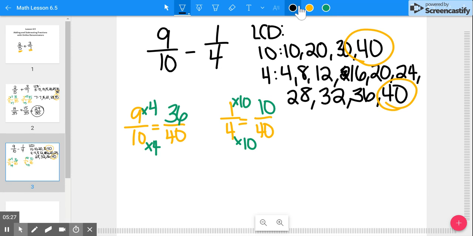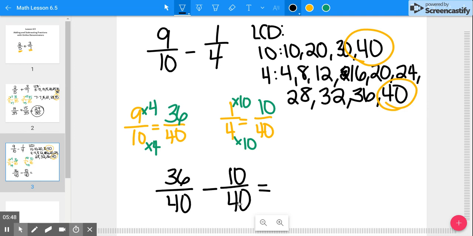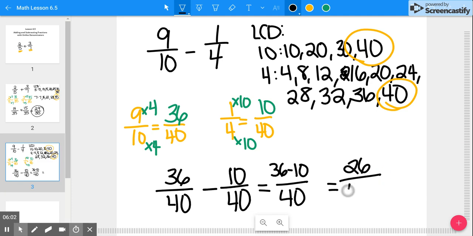Now I can go back and rewrite my problem with my new equivalent fractions. So instead of writing 9/10 like I had up there, I'm going to write 36 over 40. Bring down my subtraction symbol. And instead of writing 1/4 like my original problem, I'm going to use the equivalent fraction, 10 over 40. And now, since my denominators are the exact same, I can keep that 40, and I can just subtract 36 minus 10. So 36 minus 10 is actually 26 over 40. So this is my answer.